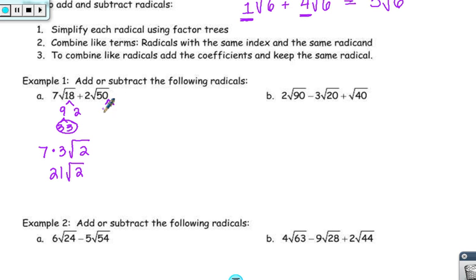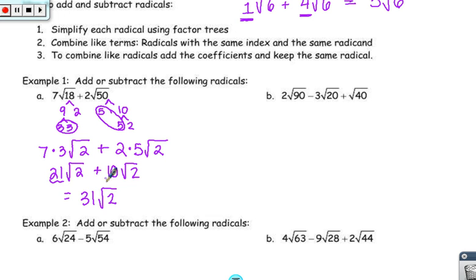50 breaks down. 5 times 10 is 50. 10 is 5 times 2. Here's a group of 2. I have a 2 on the outside already. I'm bringing out a group of 5, and I'm leaving a 2 on the inside. 2 times 5 is 10 square roots of 2. So 21 square roots of 2 plus 10 square roots of 2 make 31 square roots of 2. Add the coefficients together, keep the radical the same.